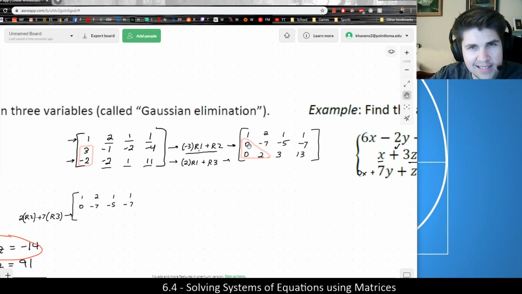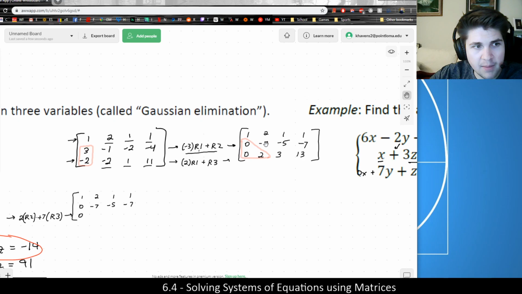So notice that since these are zeros, if I do all of this math and take 2 times row 2 and 7 times row 3, that's just going to be 2 times 0 plus 7 times 0. So this 0 will actually stay the same. And the goal is once you make a 0 in your matrix, in the matrix procedure, that will stay 0.